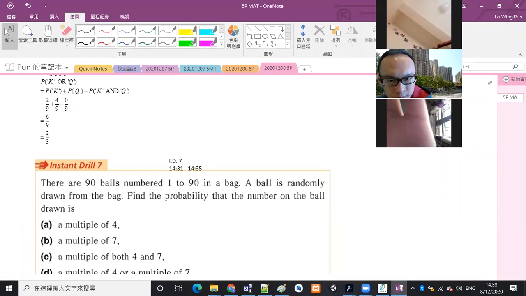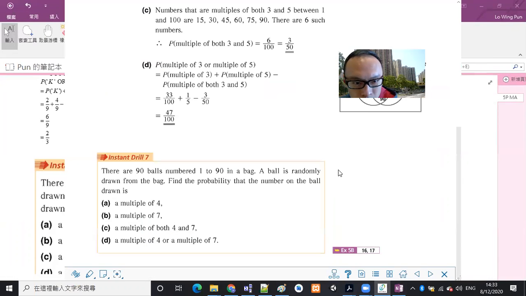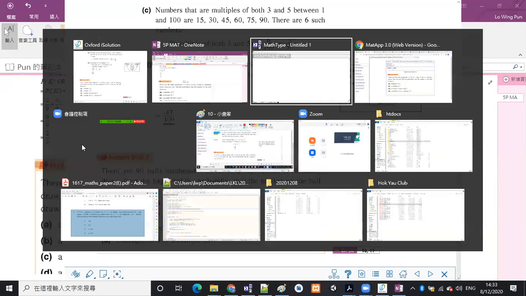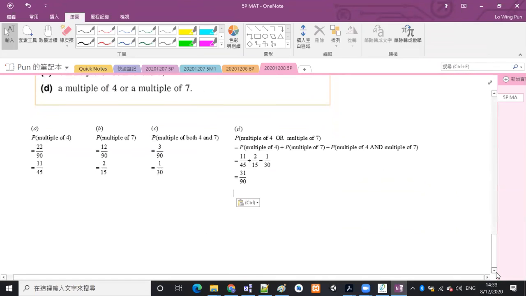Can you show me the answer of D? D, okay. Can you see? Oh, no. Yeah, okay.